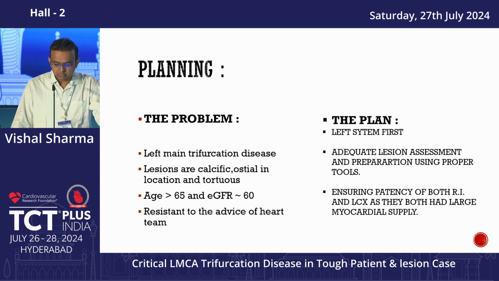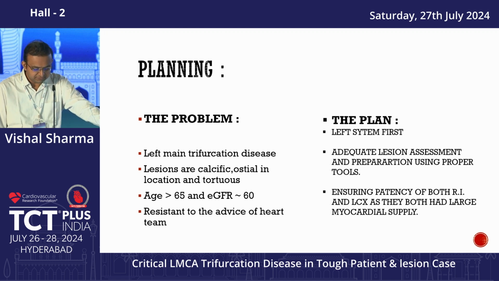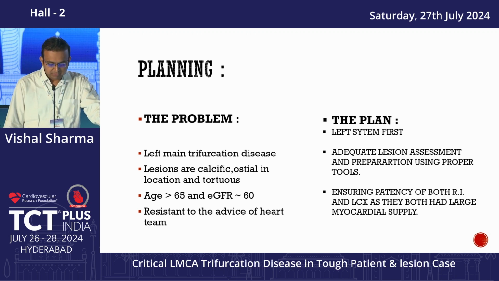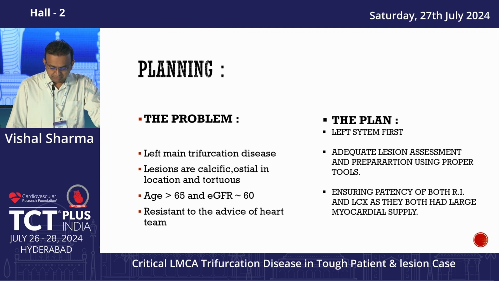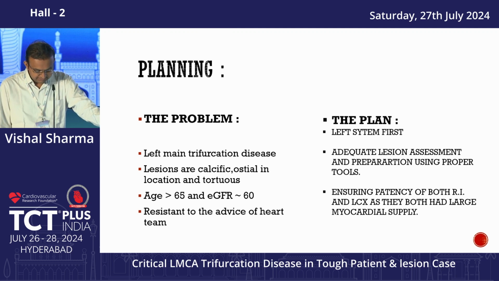So the plan: we decided to address the left system first, because the right system only had moderate disease. We knew that we required a proper lesion assessment because it was not going to be easy, and preparation using proper tools. We wanted to ensure the patency of both the RI as well as the circumflex, because both of them had fair size and a fair myocardial supply as well.